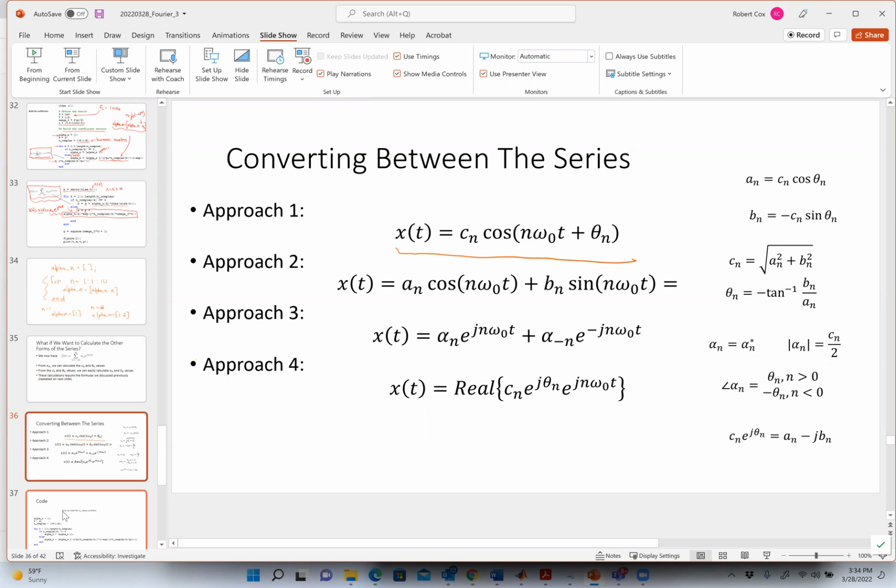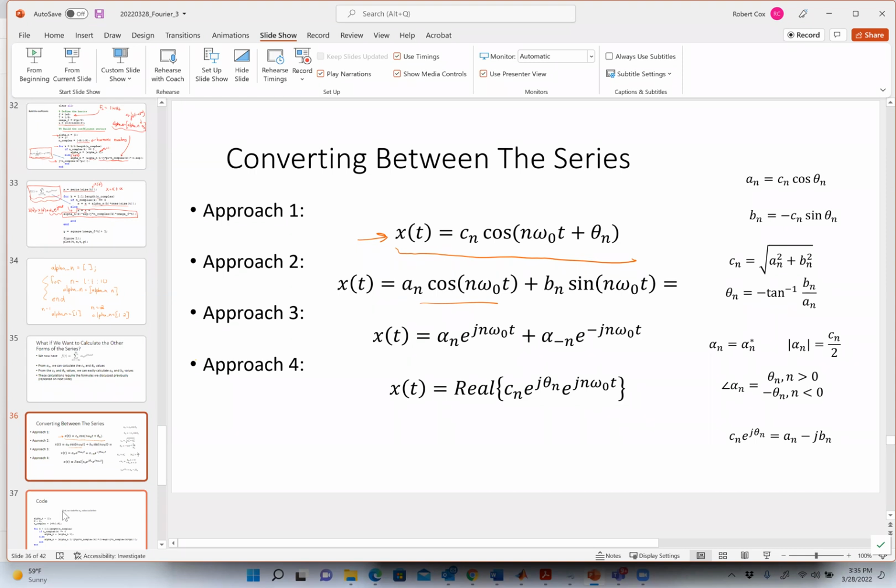The second way of doing this is to say that this function x of t that I wrote here could be written as a cosine plus a sine. But notice there are never any phase shifts in either of these. So it's a cosine and a sine at the same frequency. Cosine and sine, what's the phase shift between those two?